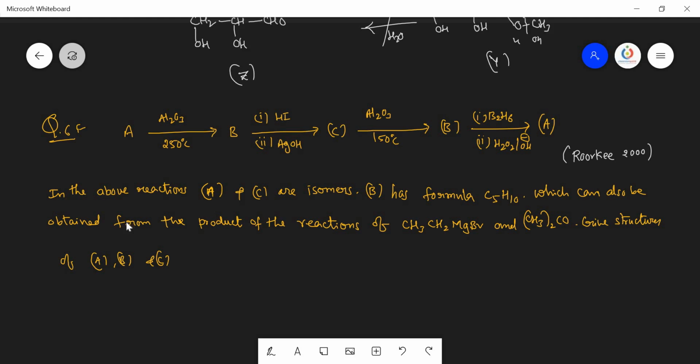And the B molecule can also be obtained from the product of the reaction of CH3CH2MgBr, meaning ethyl magnesium bromide, and acetone. Remember that first of all you need to do the ethyl magnesium bromide and acetone reaction and you will get one product, and from that product you will get the C5H10. Then you will automatically get the structures of these compounds. So when these compounds are identified, you can easily identify the A compound and the C compound also.